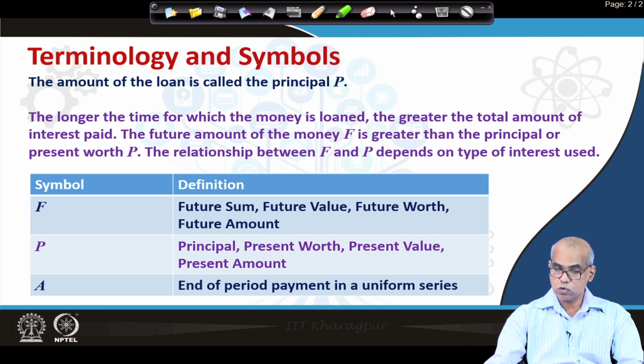Principal, principal worth, present value, present amount, all are synonymous and will be represented by the symbol P. End of period payment in a uniform series, which we will later see is known as annuity, will be represented by the symbol A. This is something like, imagine that for the next 5 years, every year in the month of January, you are going to pay 10,000 rupees to meet the expense that you have incurred on purchase of a particular equipment. So, this is end of period payment in a uniform series.